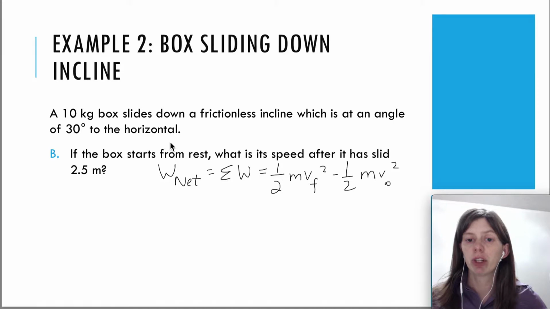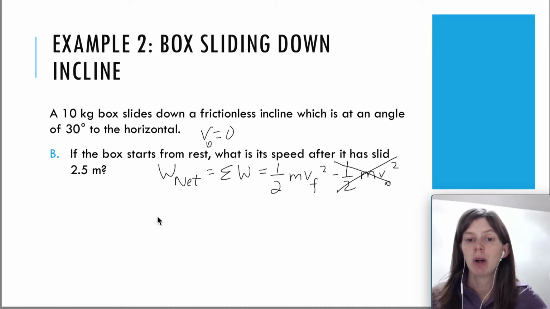So if the box starts from rest, that means that v initial is 0. That means it doesn't have any kinetic energy to begin with. So that means that the net work done on the box is equal to its final kinetic energy. So we can use this relation to solve for VF.